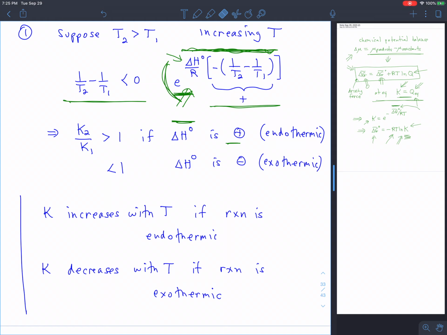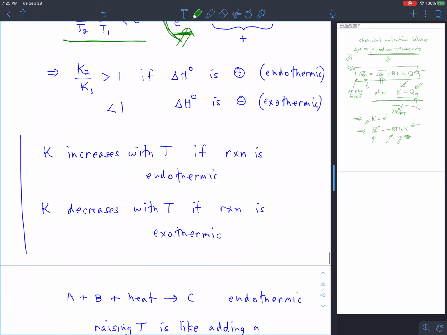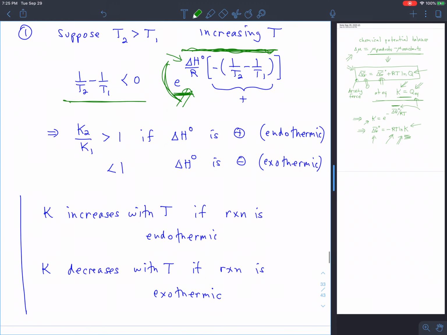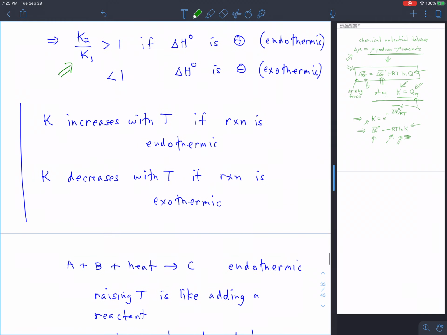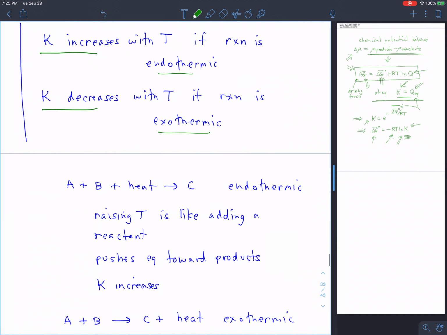It's oftentimes easy to tell that a chemical reaction is exothermic because it warms up. You have your beaker, and you run your chemical reaction, the beaker gets hot. That's an exothermic chemical reaction, but now you know that if you then change the temperature at which that chemical reaction takes place, the equilibrium constant for the reaction actually goes down. So here are our rules. K increases with temperature if the reaction is endothermic. K decreases with temperature if the reaction is exothermic.